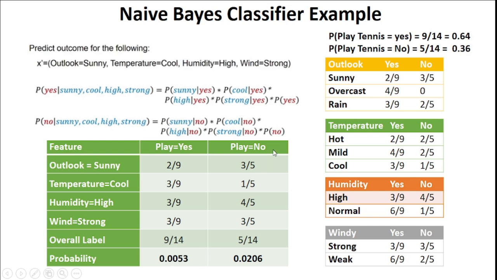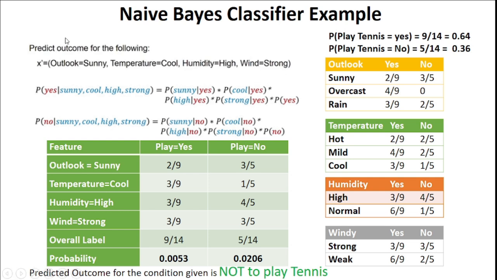In the same way, calculate for not to play tennis, that is no. If you do all those steps, you will get a probability of 0.0206 for not to play tennis. If you see which value is higher in these two, 0.02 is higher compared to 0.005. So the predicted output for the particular condition is not to play tennis when outlook is sunny, temperature is cool, humidity is high and wind is strong.